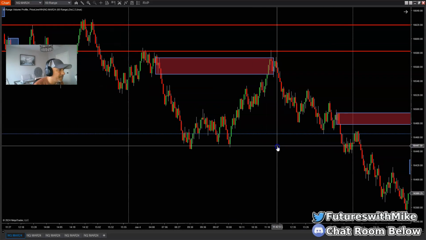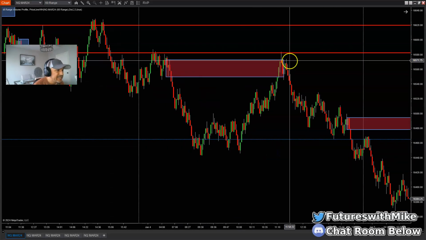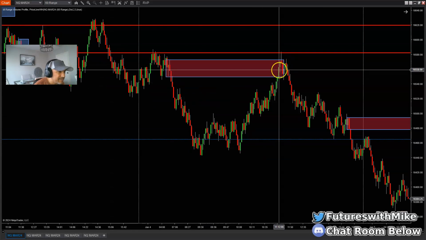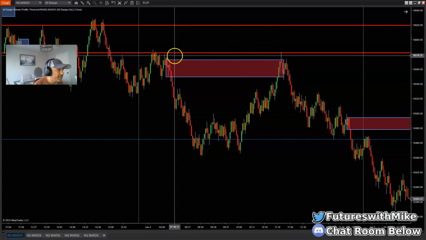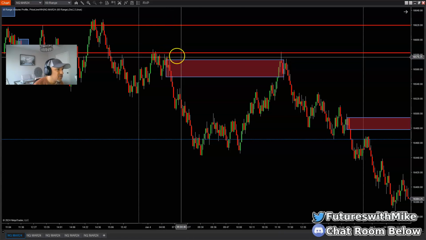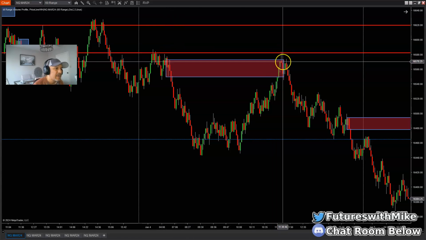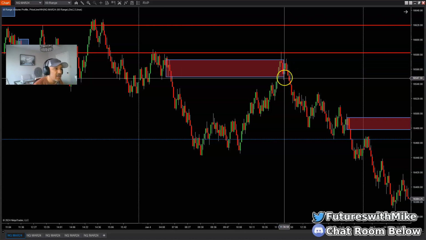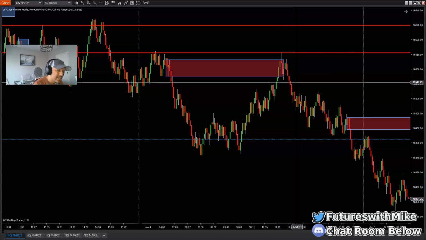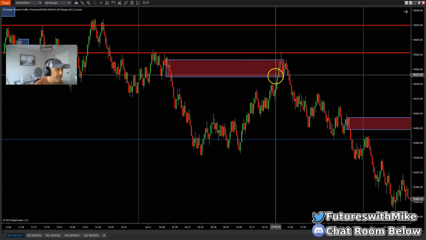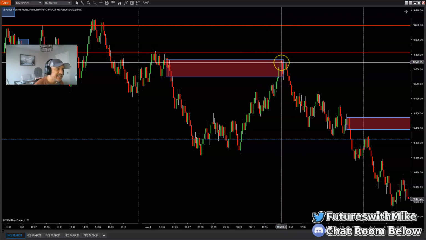Like an example right here. Look what took place right here. It tapped into the supply zone, right? It tapped deep into it. It wicked out of the supply zone, but it was grabbing liquidity. Then it turned around with a momentum bearish candle to the downside and started breaking structure lower. So that was a liquidity grab. That's what we like to call that. Liquidity run or grab. It pulled deep into the zone. So when you see things like this where it drives deep into the zone, be very mindful.